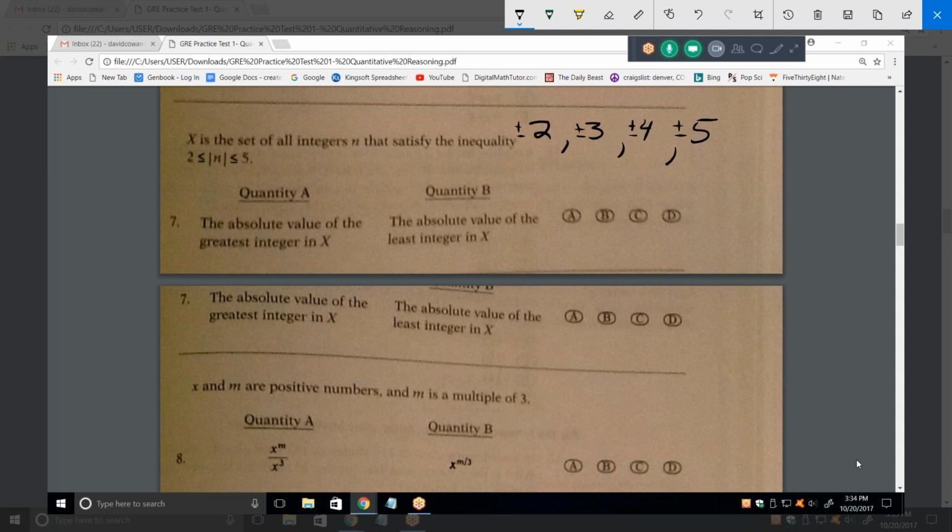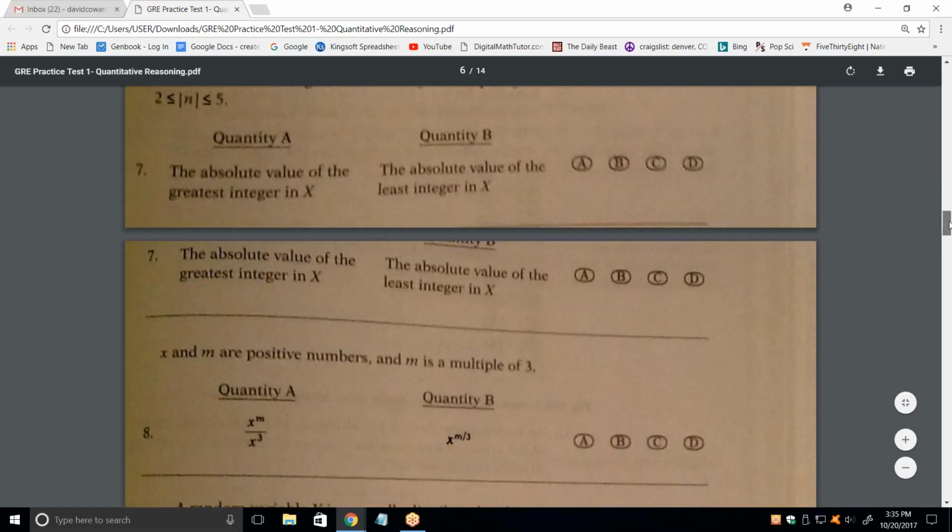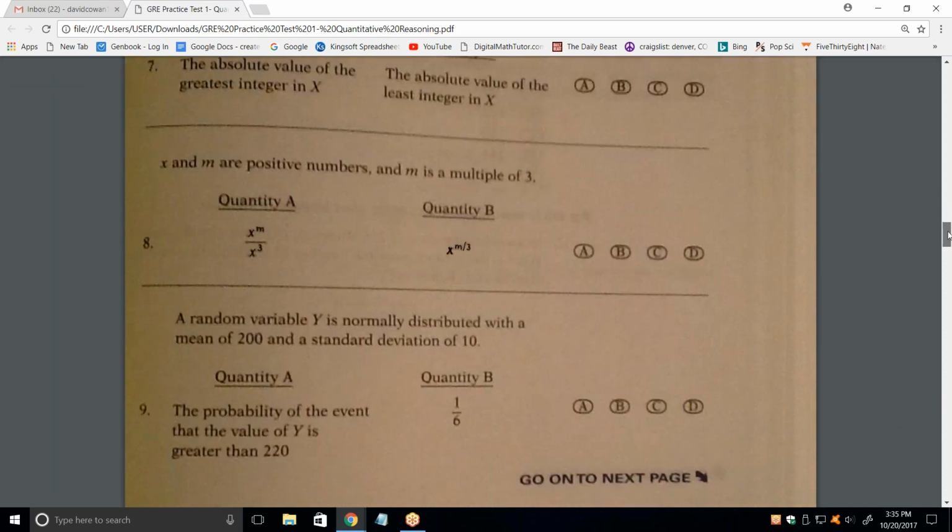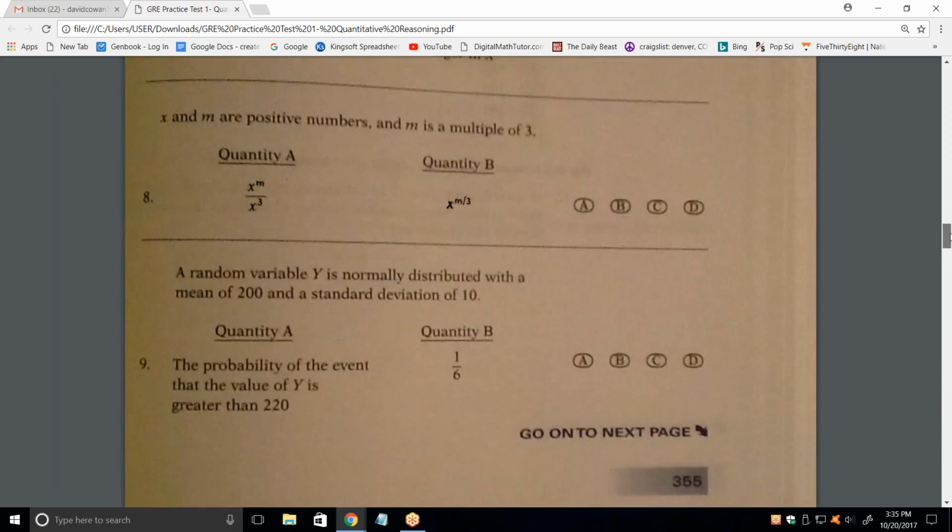Yes. Quantity A says the absolute value of the greatest integer in the set. What is that? 5. What's the absolute value of the least integer in the set? 2. So quantity A. That's a beginner one. In other words, that's the easy slope. Okay, let me go down a little bit here and talk about this one.